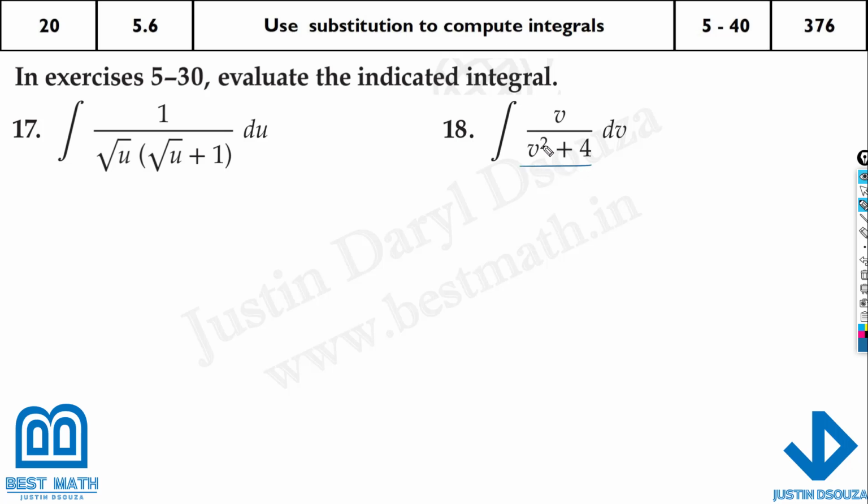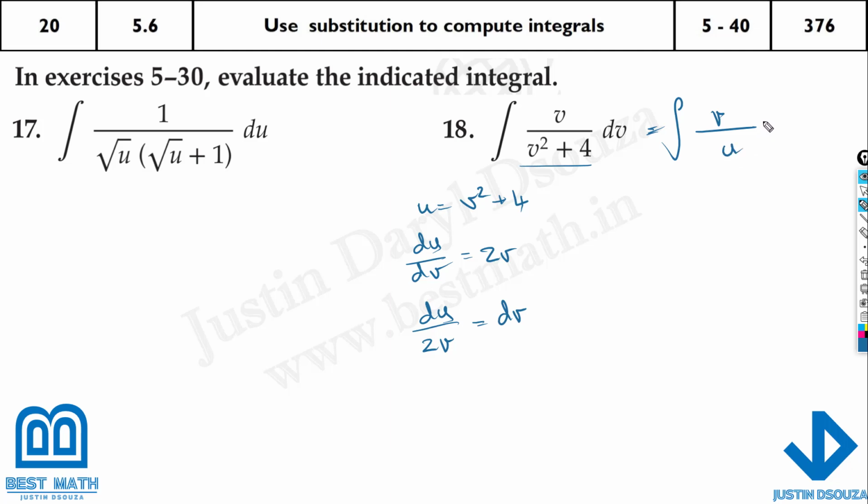Whatever is down, when I derive power 2, it's going to give me power 1, so this will be cancelled off. So let me assume whatever is over here, u, is v squared plus 4. Let me take du by dv here. That'll be 2v. That's it. Now let me write it in terms of v: du divided by 2v is equal to dv. Now I'll substitute everything in the given question. V remains, but the down term becomes u, and dv becomes du by 2 times v. This v and v cancel off, so you have the 1 by 2 in the denominator.